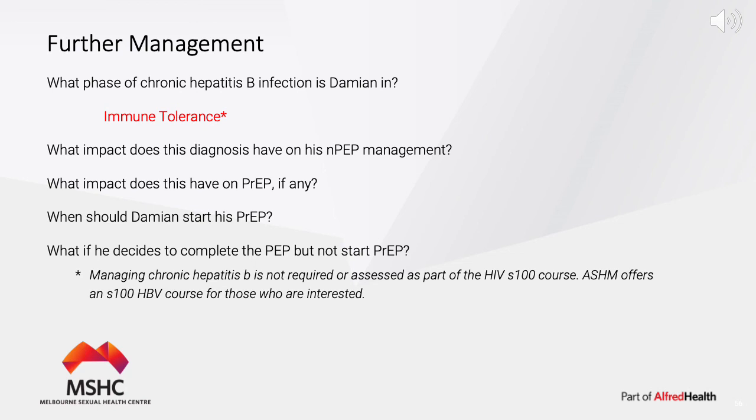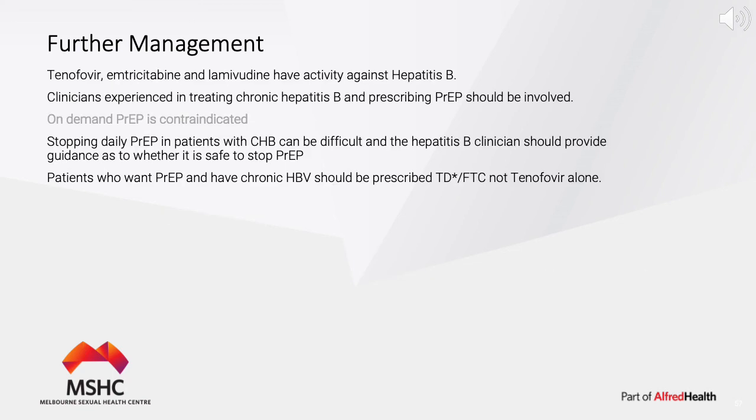But basically, this course is not about managing hepatitis B. If you'd like to do chronic hep B management, then ASHM offers an S100 hepatitis B viral course for those who are interested, okay? What if he decides to complete the PEP but not PrEP? Usually you need to do this in conjunction with a hepatologist who knows about the risk of acute flares in stopping hepatitis B treatment.